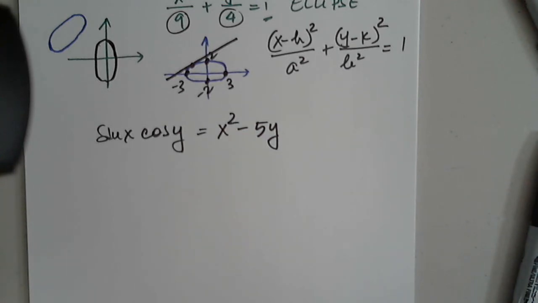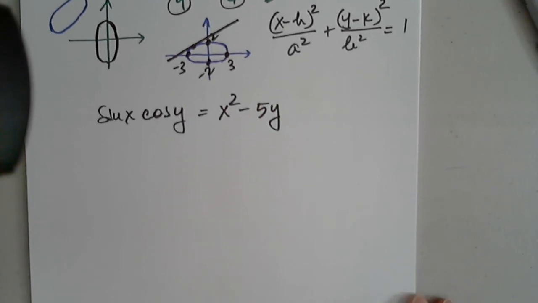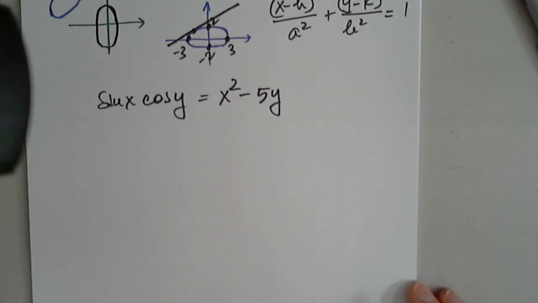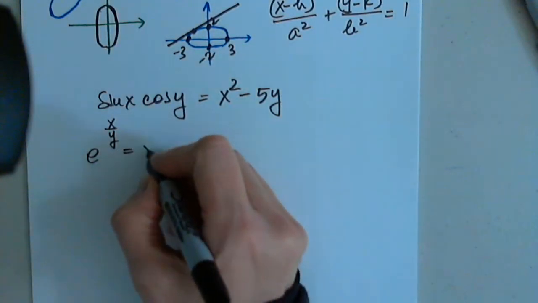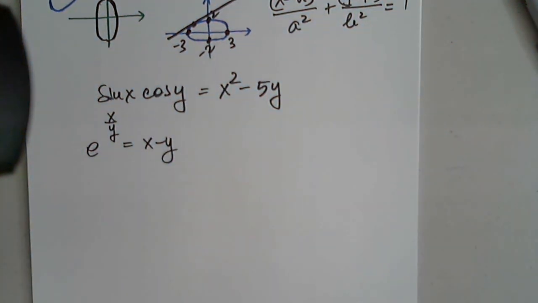Anyone? Yes, Gabriel, you want to choose another problem? Okay. So you want me to choose another? Okay. You have one for me? No. Okay. So let's say I'm going to choose e to x divided by y equals x minus y. Is that okay? Is this a good one, or should I choose another? I think it works.